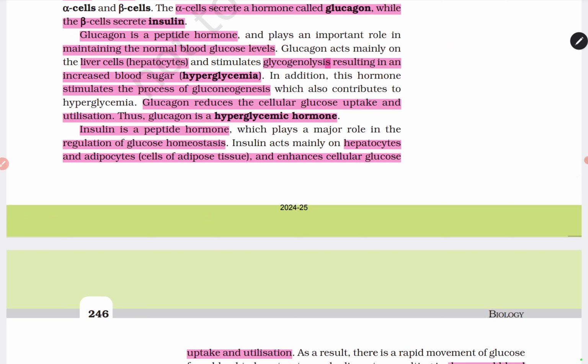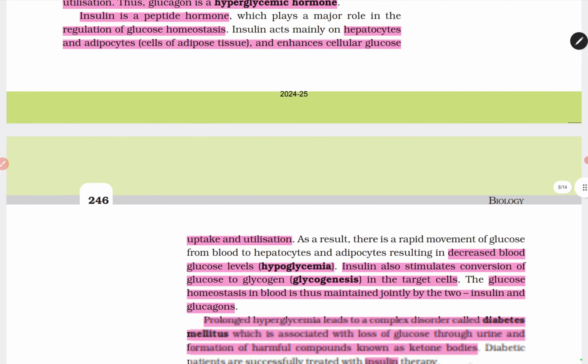Insulin is a peptide hormone. It also plays an important role in the regulation of glucose homeostasis. It mainly acts on hepatocytes and adipocytes, that is the cells of adipose tissue, and enhances cellular glucose uptake and utilization.